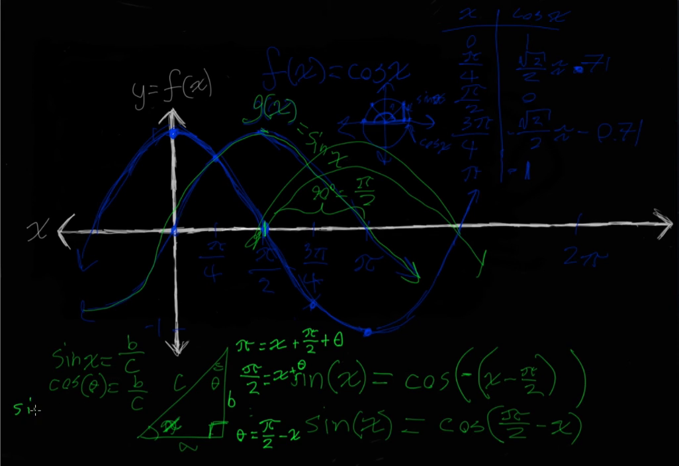And so now, because sine of x is equal to the cosine of theta, we plug that in: sine x is equal to cosine of pi over 2 minus x. Now, it's getting really messy, but as you can see, that's the same result we got over here. So that's correct. They're basically the same wave, but they're shifted over.